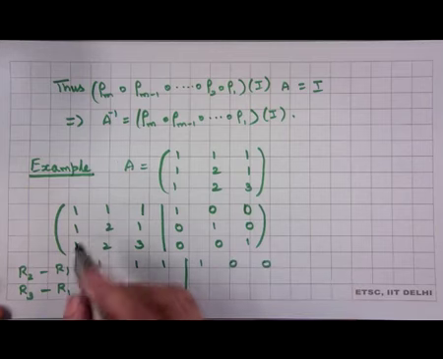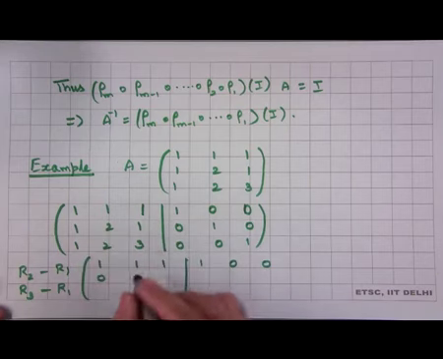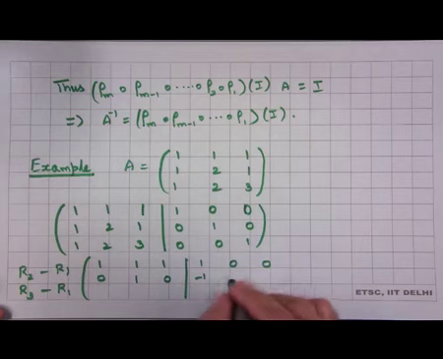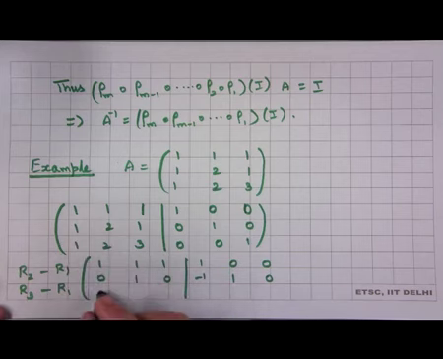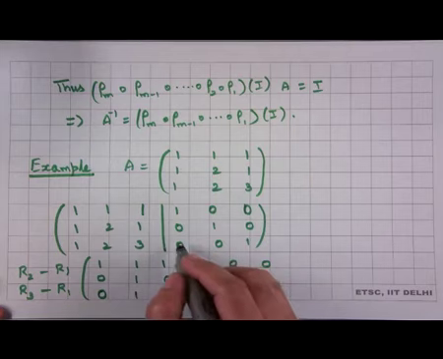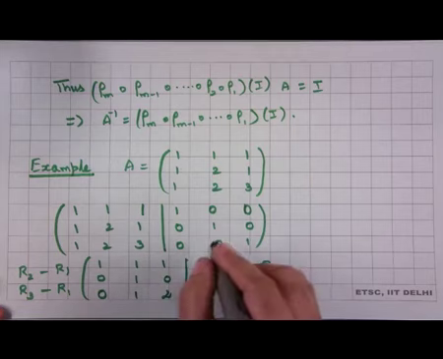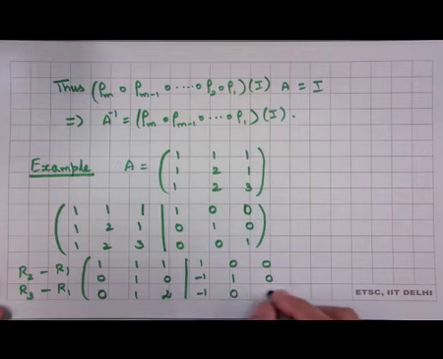Second row R2 minus R1: 1 minus 1 which is 0, 2 minus 1 which is 1, 1 minus 1 which is 0; 0 minus 1 is minus 1, 1 minus 1 is 0, 0 minus 0 is 0. Again R3 minus R1: 1 minus 1 which is 0, 2 minus 1 which is 1, 3 minus 1 which is 2; 0 minus 1 is minus 1, 0 minus 0 is 0, 1 minus 0 which is 1.